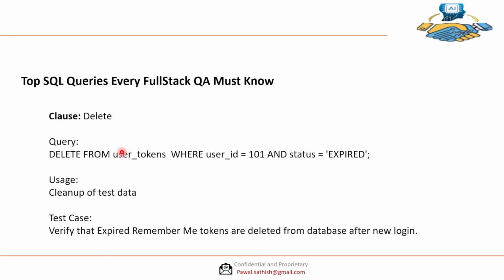Next is the delete. This is the syntax: delete from table name where, and we need to give the where clause. Otherwise, it will delete the entire rows. If I give the where condition, it will delete only the specific record. Here you can see a test case: verify that expired remember me tokens are deleted from the database after a new login. So we can delete the token using this query.